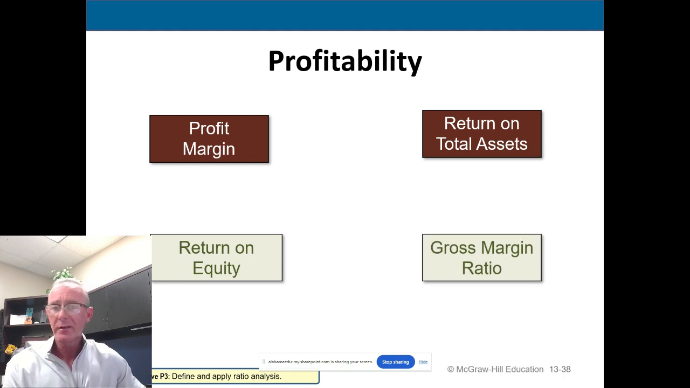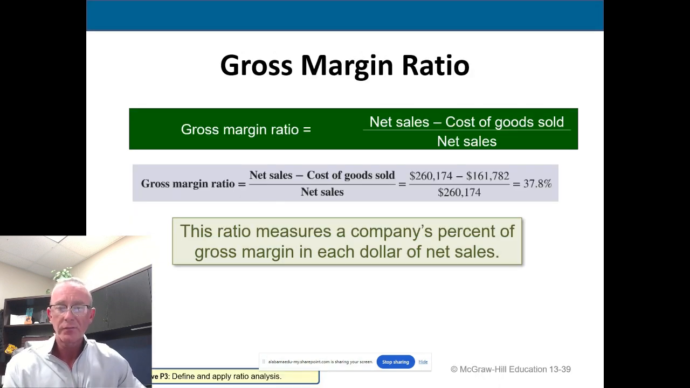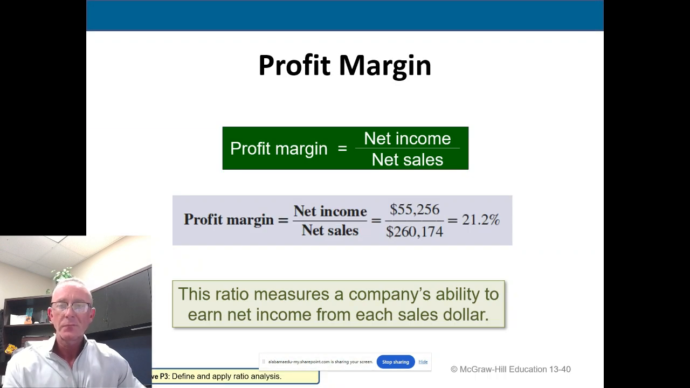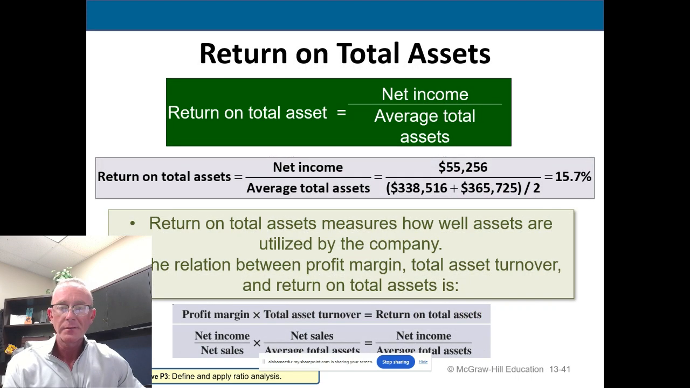Profit margin we've already calculated. Sometimes it'll be on your income statement. We just said net sales minus cost of goods sold over net sales. It's already there. Profit margin was already there. Net income divided by net sales. Again, we have average total assets because we have two on our balance sheet. We have both of them. We can actually divide and average here.